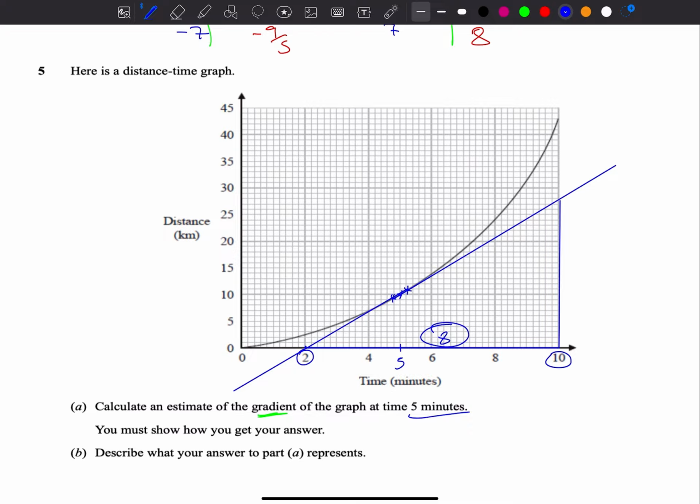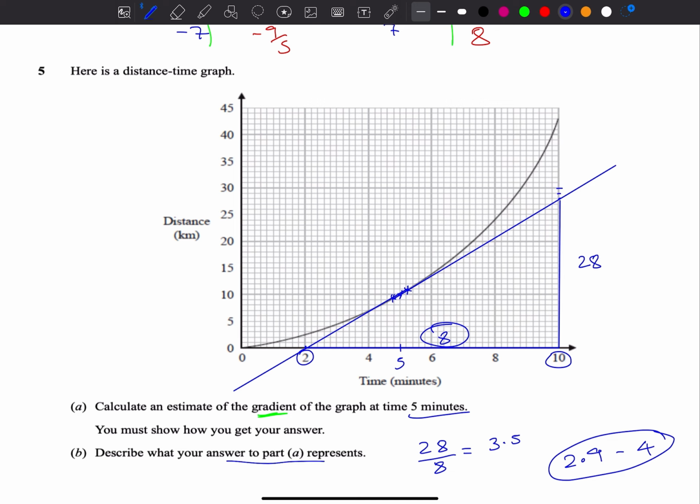In here, what number do they go? 30, 29, 28. I think it's 28. So I got 28 divided by 8. I got 3.5. So any answer between 2.9 and 4 is good enough. If you got anything between 2.9 and 4, good.